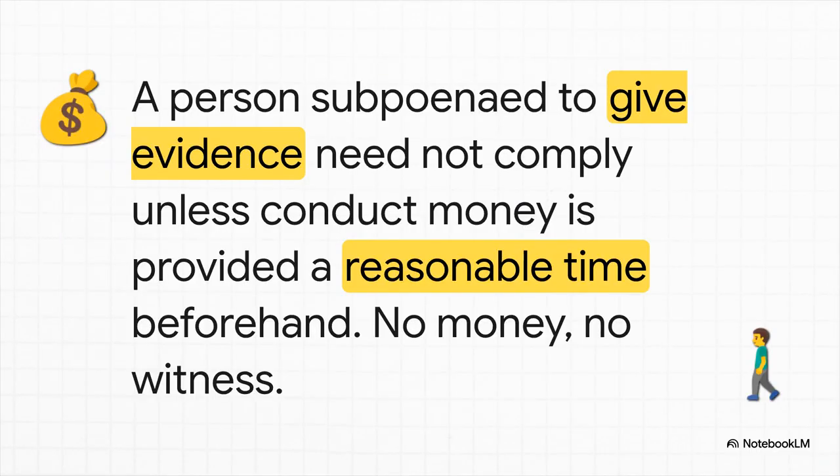It's basically an upfront payment, so they're not out of pocket just for doing their duty and coming to court. And this is the real power of Rule 419. Sub-Rule 2 is crystal clear. If a witness is subpoenaed to get in the box and give evidence, they do not have to comply. They don't even have to show up unless you've given them that conduct money a reasonable time in advance. It's simple. No money, no witness.